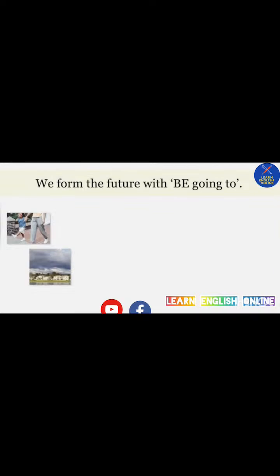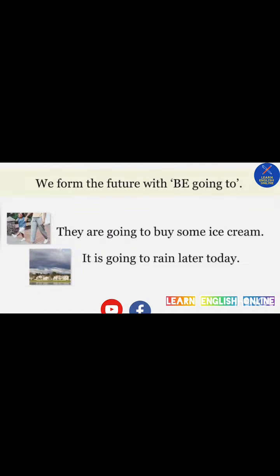In this lesson, you learned we form the future with be going to. They are going to buy some ice cream. It is going to rain later today.